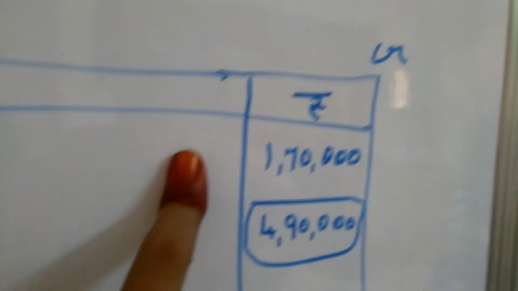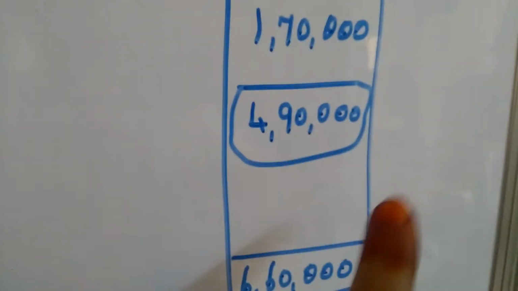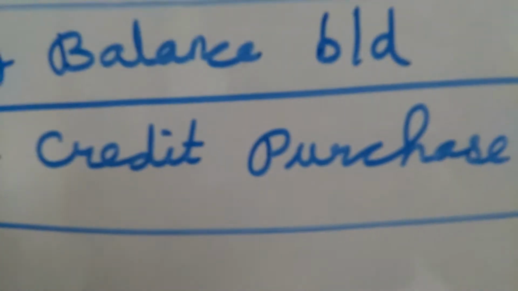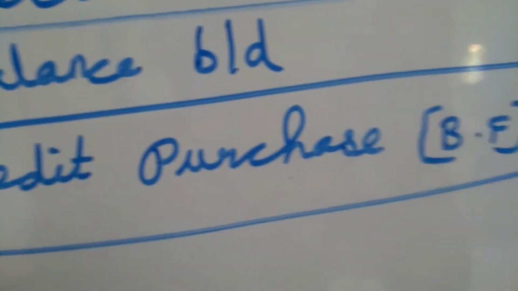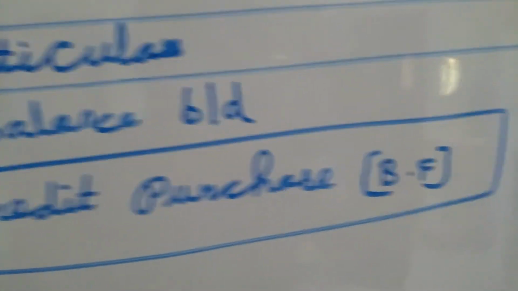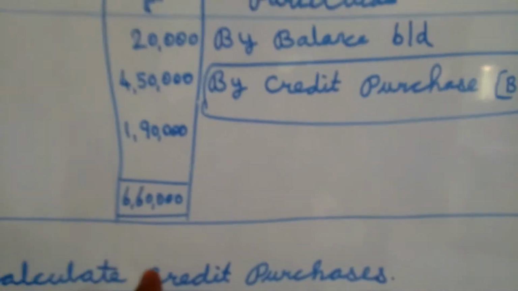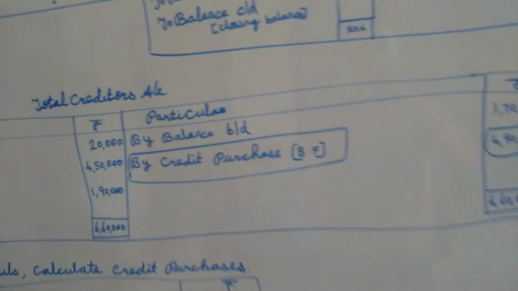6,60,000 on the debit side. From this 6,60,000, if we subtract the opening creditors balance 1,70,000, we get the difference value 4,90,000. This 4,90,000 is called the credit purchase. That is the difference value, which is why we write here balancing figure. If we find the difference, just draw the box, so we can easily identify it. Now both sides we want to tally, debit side and credit side: 6,60,000 and 6,60,000. This is the easiest, simplest way to find the credit purchase.